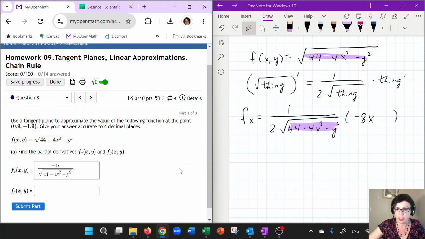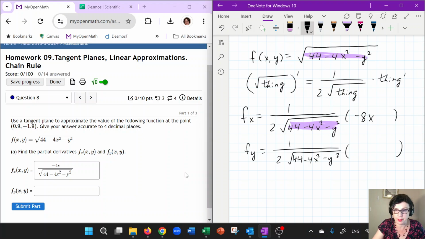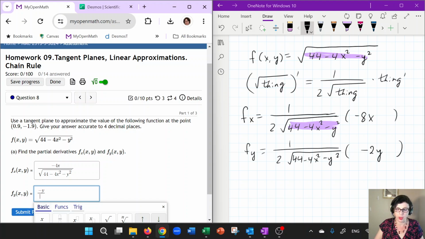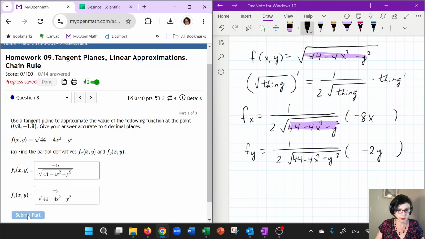The next step is to get the partial with respect to y, but that's the same thing. Again, we get 1 over 2 square root of the thing, exactly the same square root, multiplied by the derivative of whatever is inside. So the derivative of 44 again is 0, but so is the derivative of 4x squared. It's also 0 because it doesn't have a y. And then the derivative of y squared is 2y, so this is what we get. Dividing the 2's, we're just going to wind up with negative y, and then the square root will be on the bottom. Okay, these are our partials.